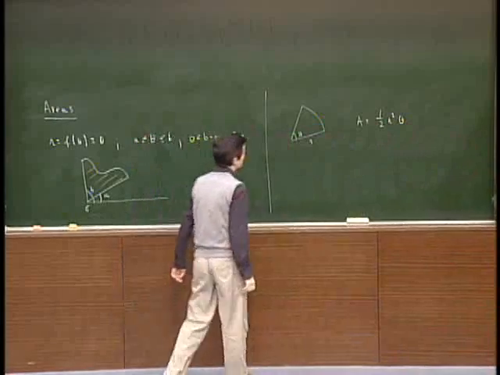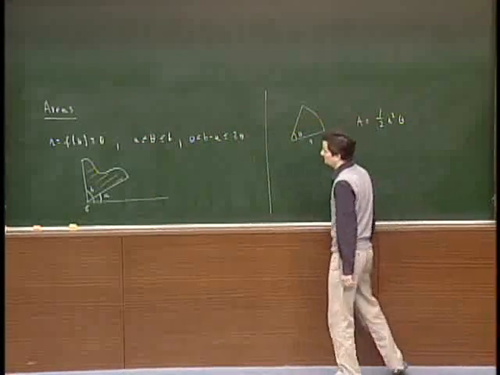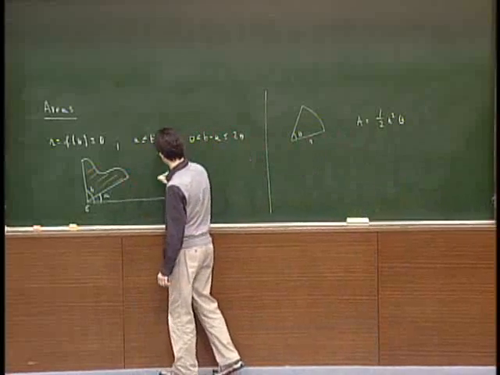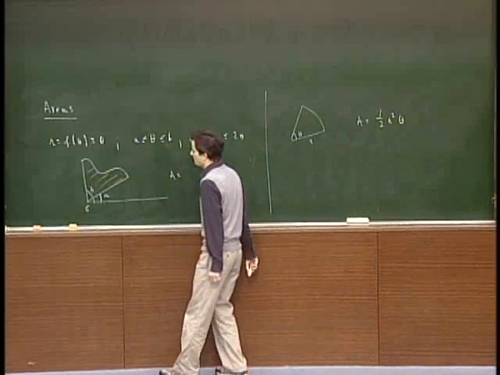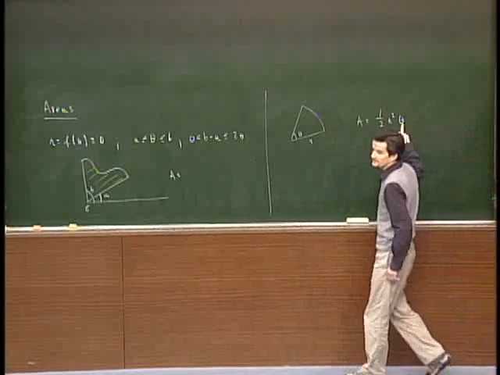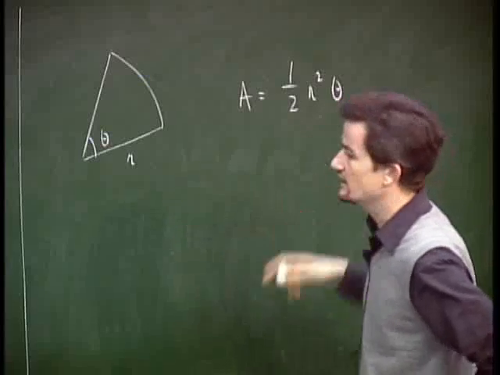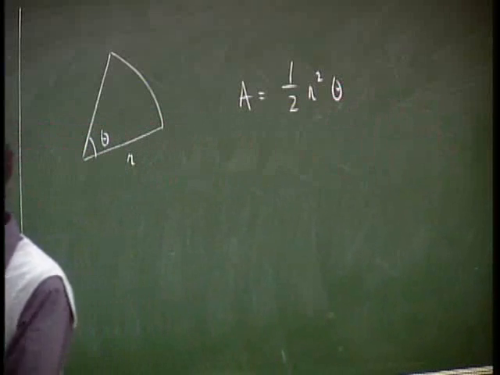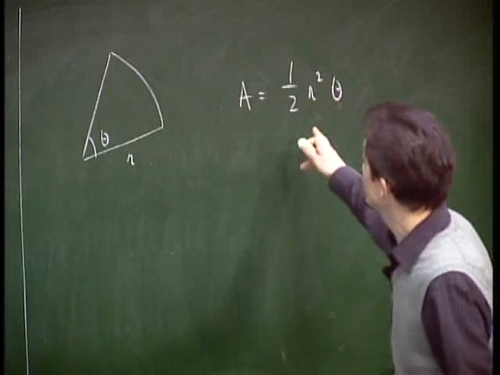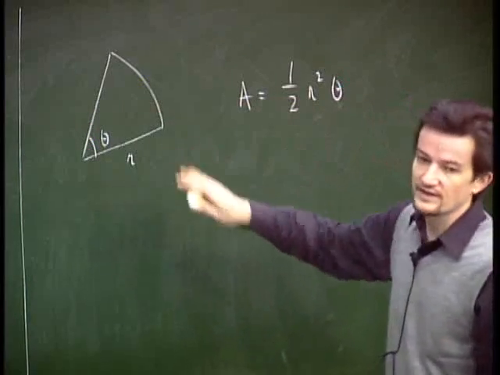By looking at this formula, it is quite easy to guess that in this general situation, so for this area here, you will have a similar formula. The only thing you have to do is replace theta by d theta. You have to make the angle very small, and you have to add up over all such small sectors of the circle.